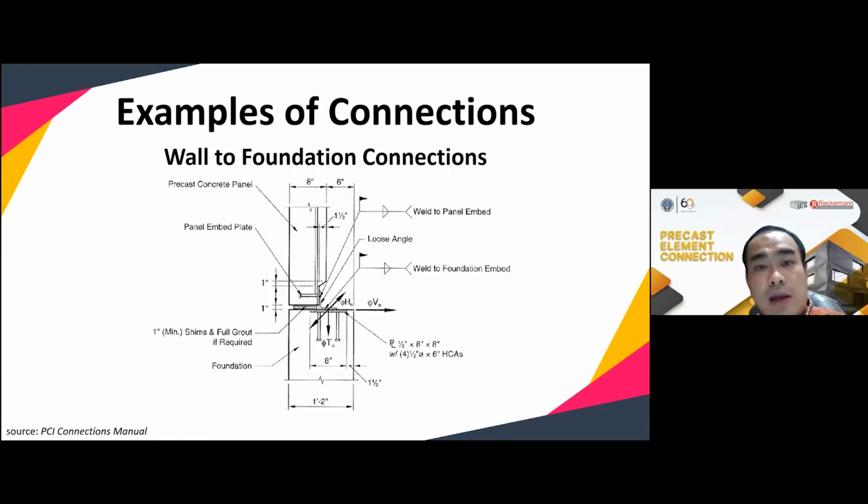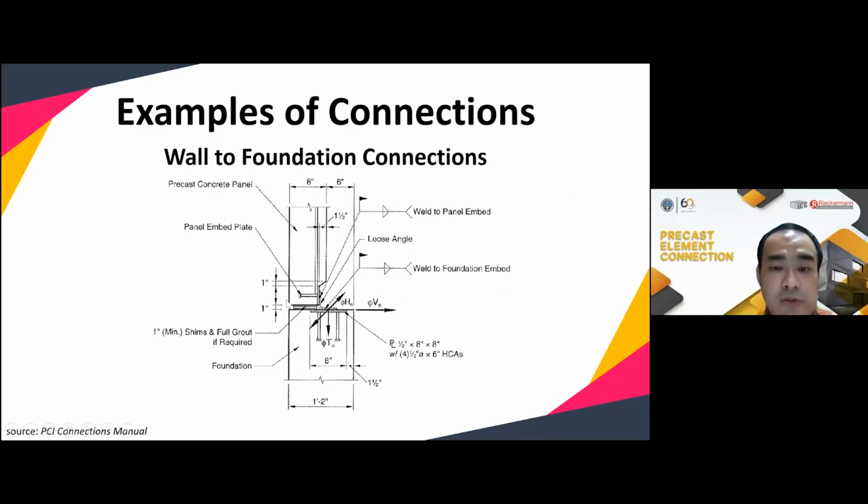Okay, so these are some examples of connections that I took from the PCI connections manual. In this book, they have several examples, I think more than 20 or 30 examples of the precast element connections, starting from wall to foundation, column to foundation, column to column, beam to beam, slab to beam, and so on. And also the example calculations. So if you want to learn further how to design or calculate, you can refer to this book. So here I just show some of the pictures.